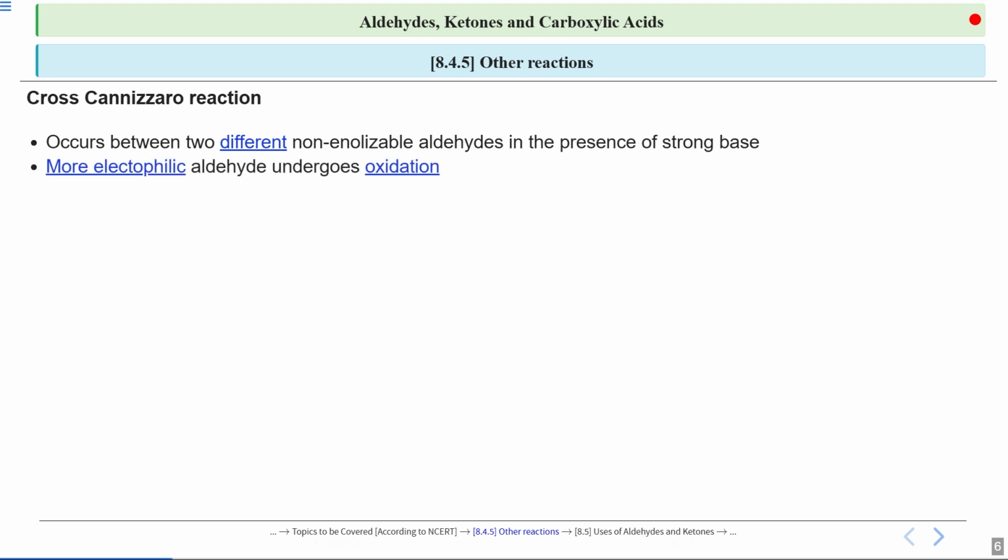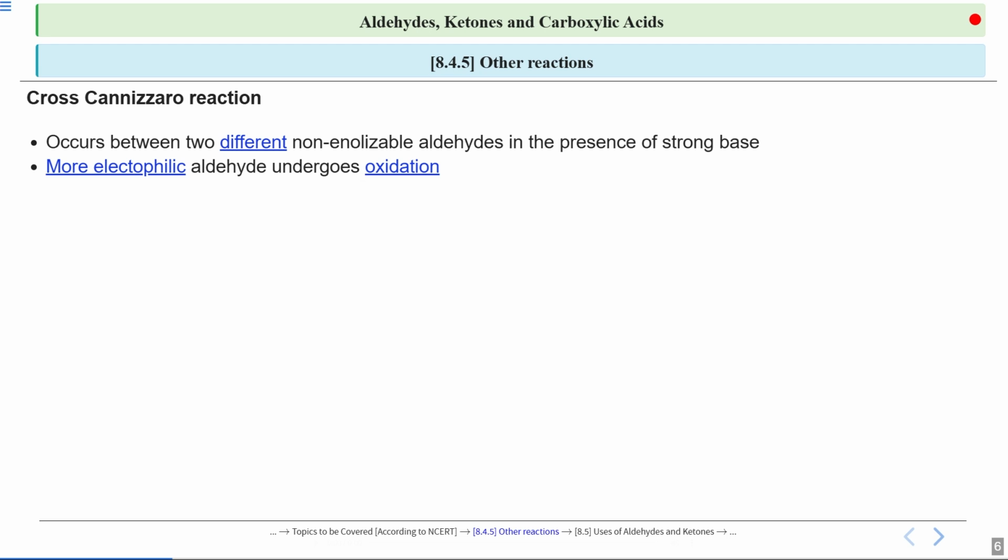So the more electrophilic aldehyde in the reaction undergoes oxidation. Now you have two different aldehydes, so you might get confused about which one will undergo oxidation and which one will undergo reduction. The more electrophilic aldehyde undergoes oxidation.